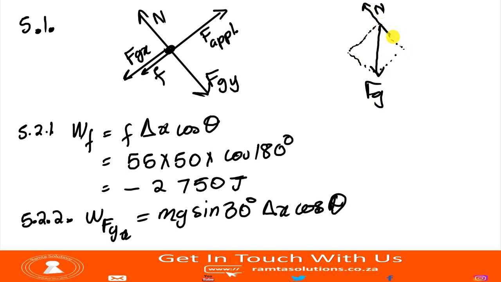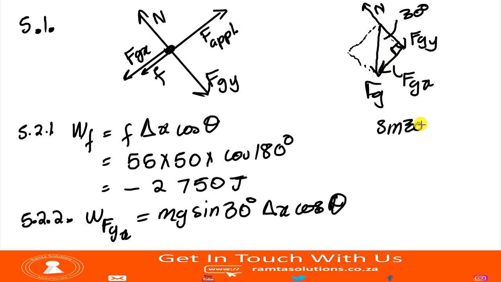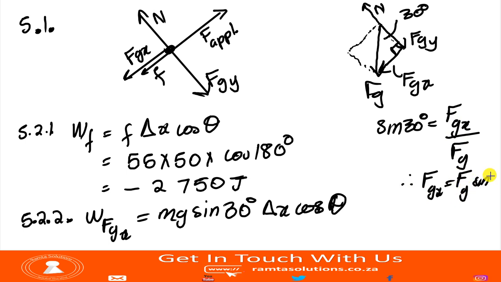So this will be your Fgy, whereas this will be your Fgx, and this is that angle in question. This therefore becomes your 90 degrees, isn't it? So when you look at it, you say sine 30 degrees is equal to Fgx over Fg. Therefore, this means Fgx is equal to Fg sine 30 degrees.